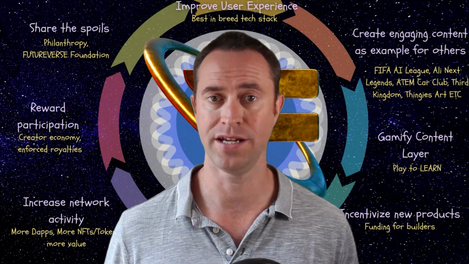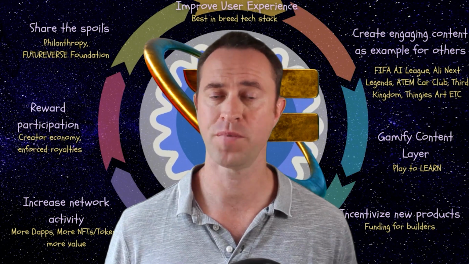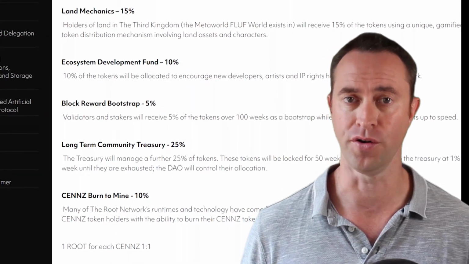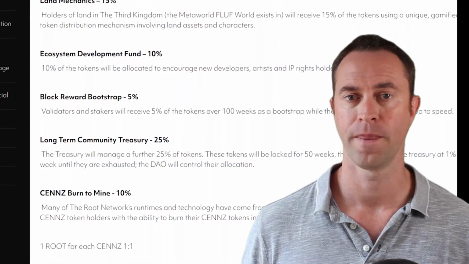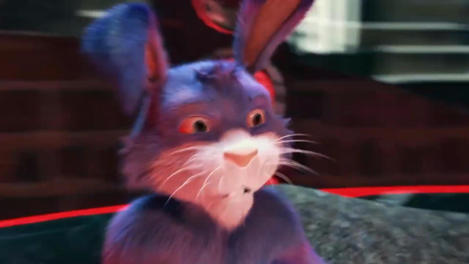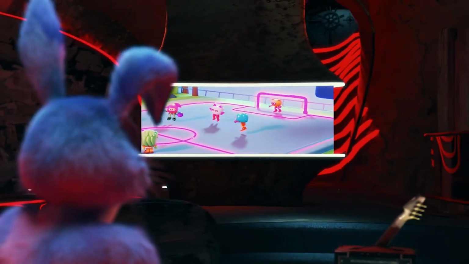To further enhance and emphasize this, there is a 25% allocation of all root network tokens that goes to a community treasury fund that will be governed and voted on by the root holders themselves. That unlocks after 50 weeks, roughly 2 years. By this point, the Futureverse ecosystem should be self-sufficient already, but now its users can drive further value to it, spending those tokens how they best see fit to serve the community.